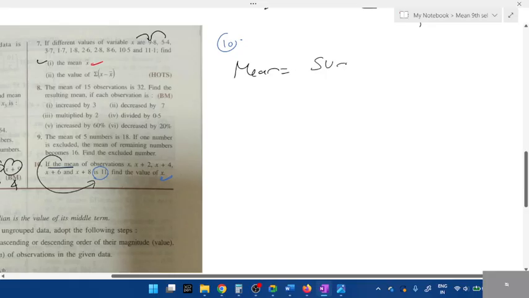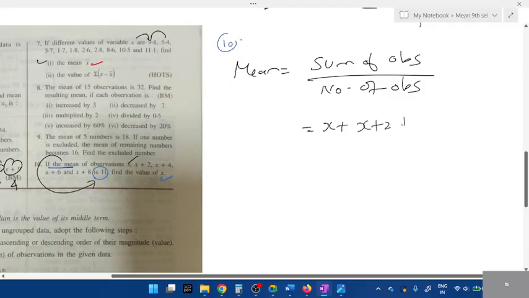Use this formula. Sum of observations divided by number of observations. It's simple. What are the observations given? If the mean of observations, what are the observations, students? x, what's the next one? x plus 2, x plus 4. Next we have x plus 6 and x plus 8, divided by how many observations are there?